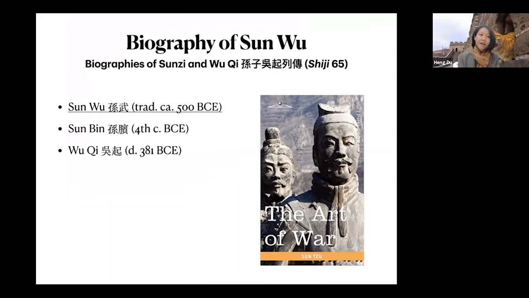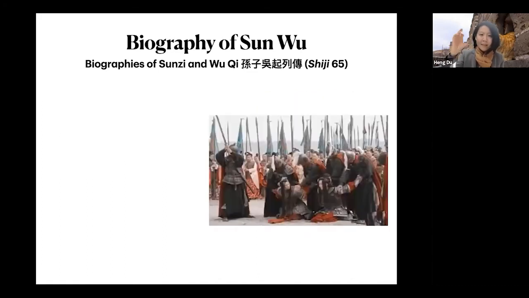Okay, so now we're turning to our case study, the biography of Sun Wu, which is found in chapter 65, the biographies of Sun Zi and Wu Qi. This chapter contains the biography of three figures. The person we're going to focus on, the maybe existing person, Sun Wu, is a figure traditionally dated to the late Spring and Autumn period, and then Sun Bing of the Warring States period, as well as Wu Qi of the Warring States period. And the biography of Sun Wu is really just the brief opening part of this chapter.